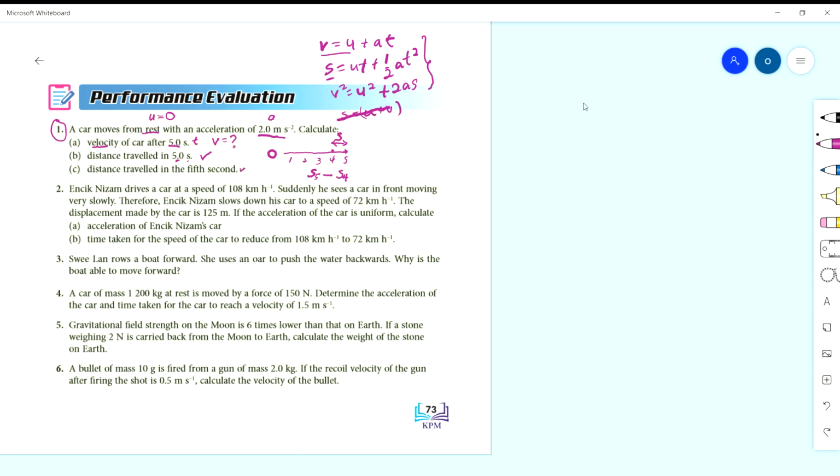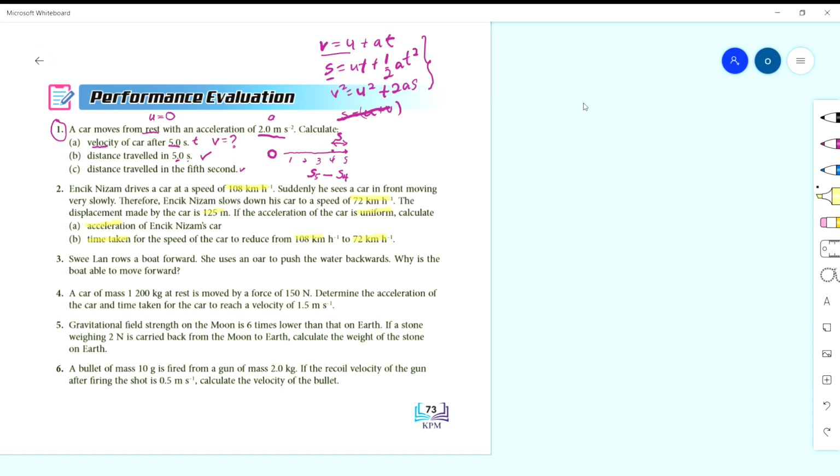Please try that. Now question number 2. Question number 2 is still about linear motion. Again, when you read the question, list down. Encik Nizam drives a car at 108 kilometers per hour. Suddenly he sees a car in front moving very slowly. Therefore, Encik Nizam slows down his car to 72. The displacement is 125 meters. If the acceleration of the car is uniform, means sama je kat mana-mana. Calculate the acceleration and the time taken to reduce from 108 to 72.